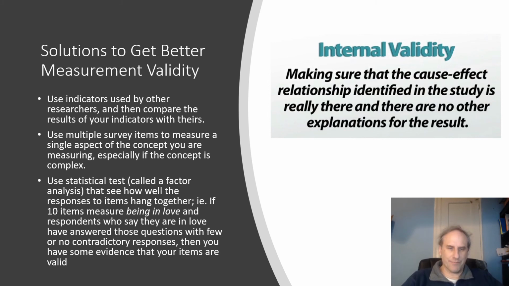There are also more complicated statistical tests called factor analysis that see how well the responses to items hang together. For example, if 10 items measure, quote unquote, being in love, and respondents who say they are in love have answered those questions with few or no contradictory responses, then you have some evidence that your items are valid and grouped together in something that maps onto these ideas of being in love together.